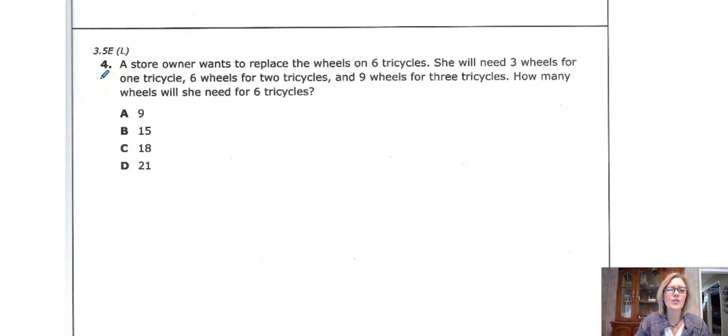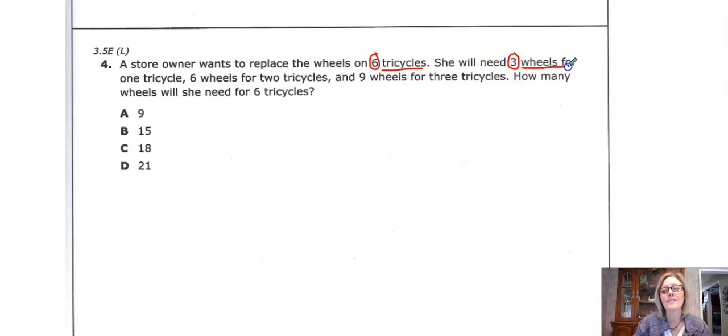And it says, a store owner wants to replace the wheels on 6 tricycles. She will need 3 wheels for 1 tricycle, 6 wheels for 2 tricycles, 9 wheels for 3 tricycles. How many wheels will she need for 6 tricycles? Now we do our cube strategy, and on here we say a store owner wants to replace the wheels on 6 tricycles. And it goes on to tell us, it takes us through this store owner's process.